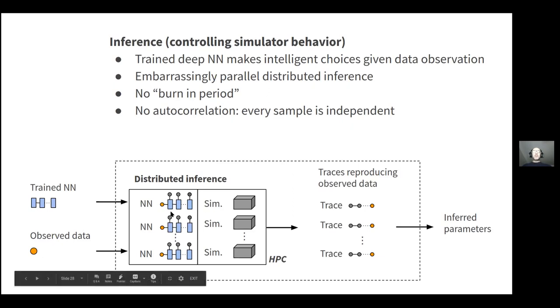And the networks have their ideas about what needs to happen inside the simulator, in the places where we do random sampling, to make it produce traces that have outputs that look similar to your observed data. So basically the trained neural network learns to guide the random choices in the simulator in order to make it produce data that looks similar to your observed data. And the similarity comparison I keep referring to is done by a likelihood function.